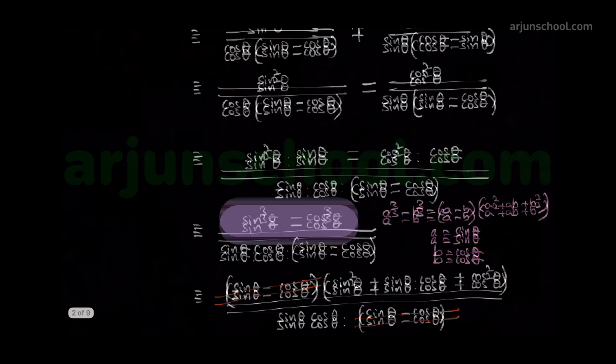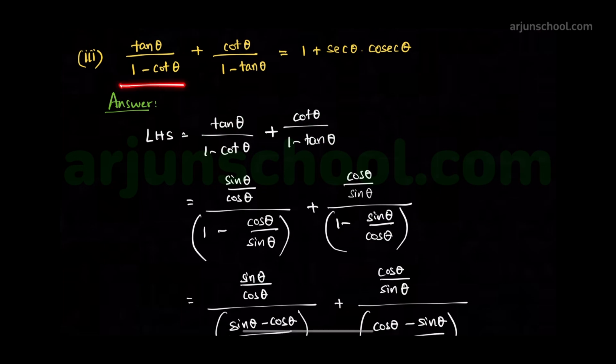Therefore, we have proved that tan theta by 1 minus cot theta plus cot theta by 1 minus tan theta is equal to 1 plus secant theta cosecant theta. Fourth problem. Prove that 1 plus secant A by secant A is equal to sin square A by 1 minus cos A. Let us take the LHS.